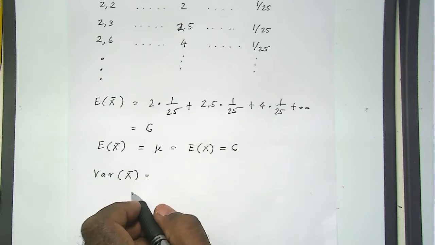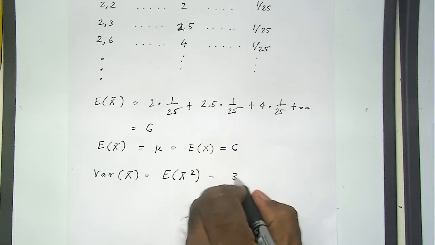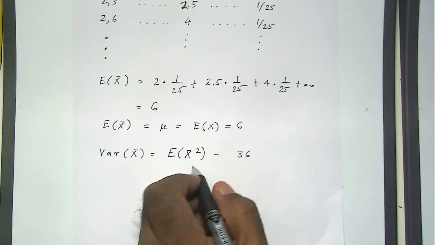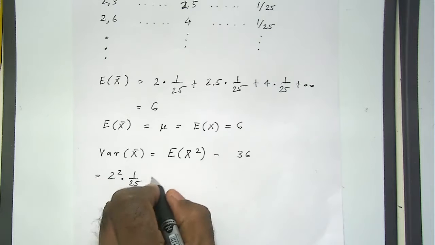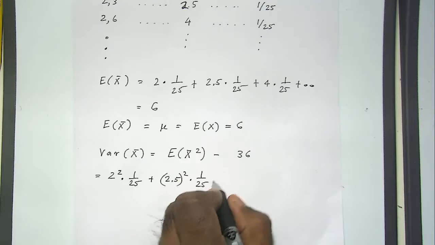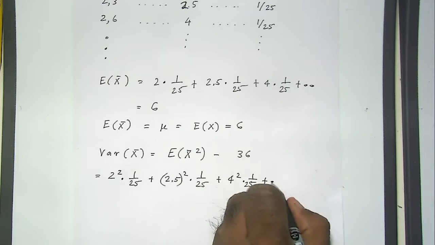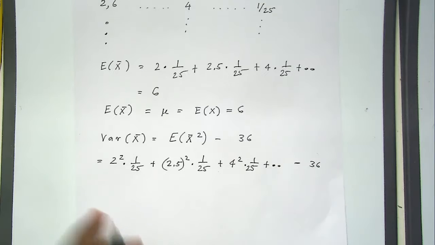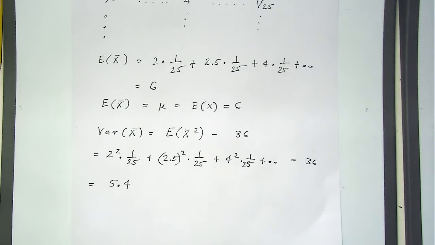So, one way to find the variance of x bar is to use the expectation of x bar squared. You can write it like this: 2 squared times 1 over 25, 2.5 squared times 1 over 25, 4 squared times 1 over 25, and so on, minus 36. Now, if you work this out, you will get the number 5.4. So this is one way to find the variance of x bar.